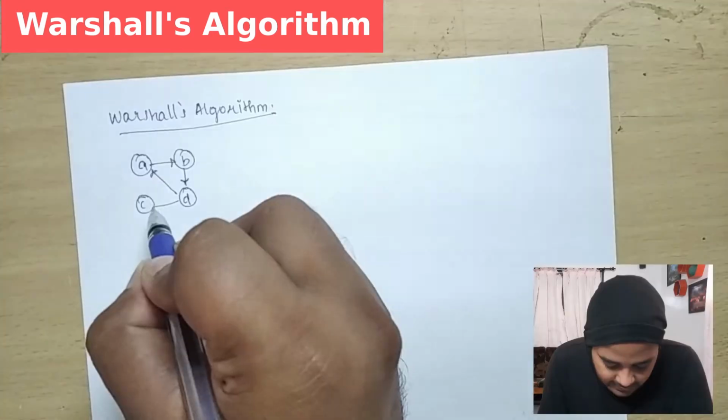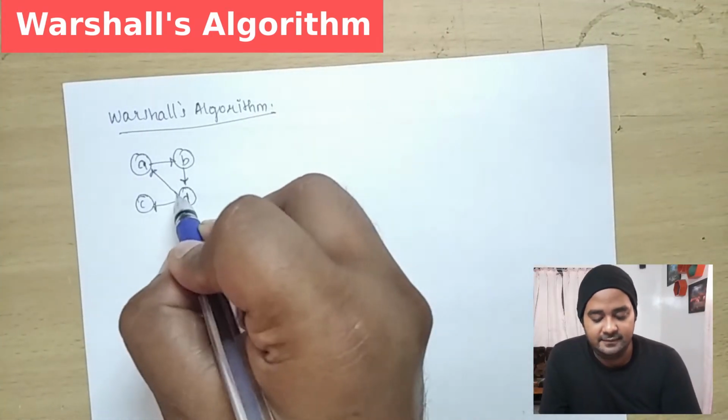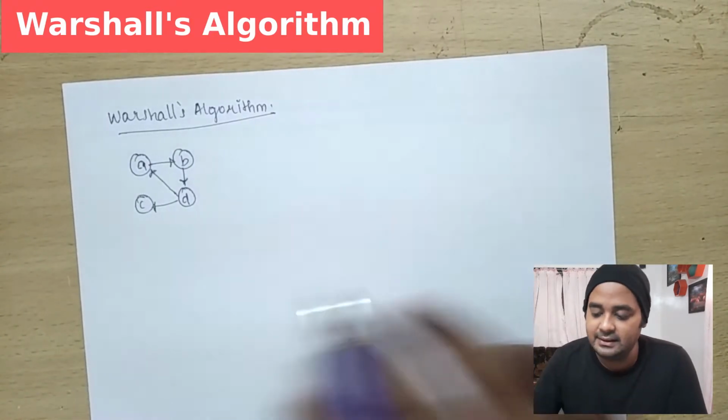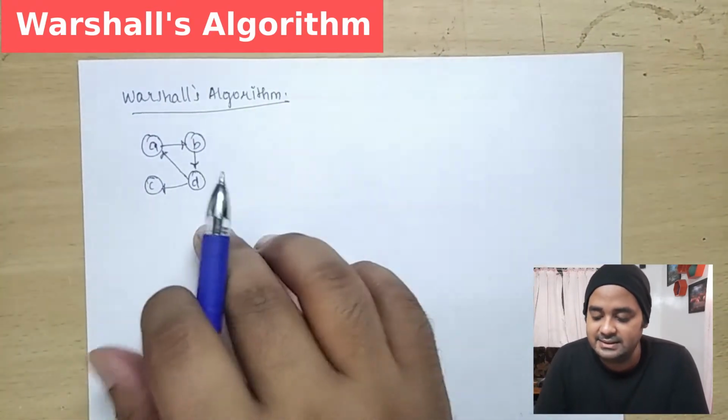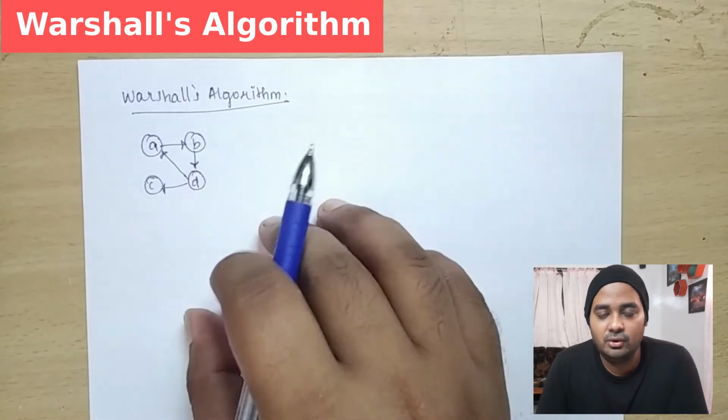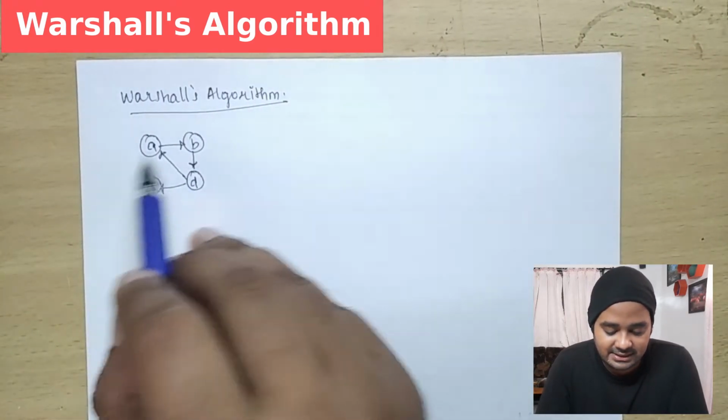Here we are going to look at an example: an unweighted but directed graph. We have 4 nodes in it: A, B, C, D, and certain edges connecting those nodes.